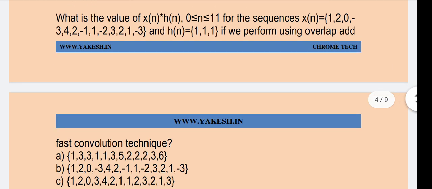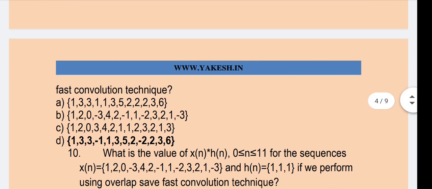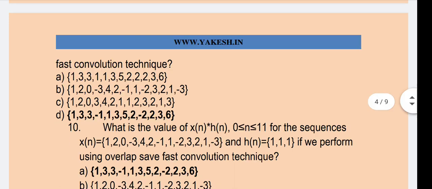What is the value of x of n convolved with h of n for the sequence x of n equal to 1, 2, 0, 3, 4, 2, minus 1, 1, minus 2, 3, 2, 1, minus 3 and h of n equal to 1, 1, 1, if we perform it using overlap add fast convolution? Option D is the correct answer.